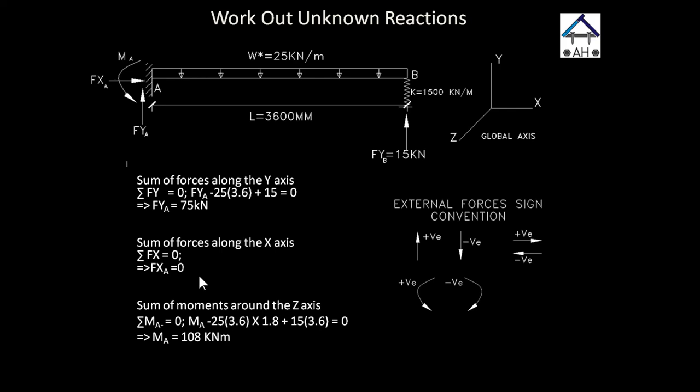Working out MA, you get 108 kilonewton meter. Again, the answer turned out positive because it just means that the anti-clockwise direction that we have initially assumed is correct. Note though that the moment causes the bottom of the beam to be in compression and the top in tension. This is more of hogging, so that's why that moment is considered to be a negative moment.